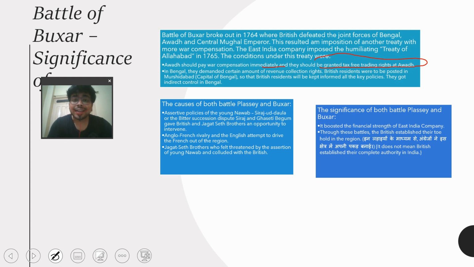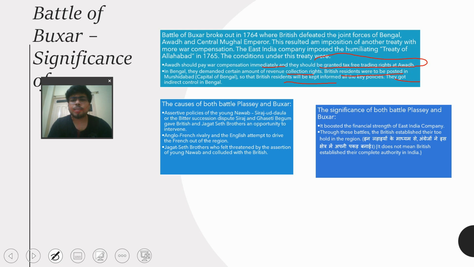In Bengal, they demanded certain revenue collection rights. British residents were to be posted in Murshidabad, the capital of Bengal at the time, so that the British residents would be kept informed of all the key policies that were going to take place. And they got indirect control in Bengal. It was literally that the Battle of Buxar made them rule Bengal as a governorship. Okay, they were the governor at the time.